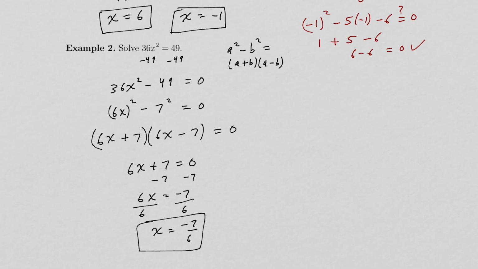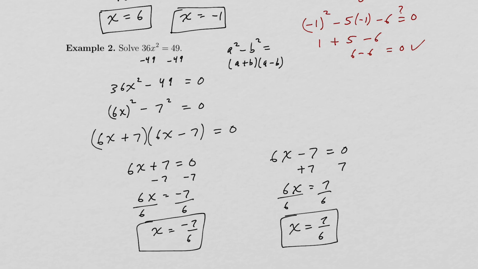And then I need to set the other one equal to 0. So 6x minus 7 is equal to 0. So I add 7. So 6x is equal to 7. Divide by 6. So x is equal to positive 7 sixths. And those are my two solutions. Right? If you were to plug those back into the original quadratic equation here, it would solve both of them, right? It'd be true for both x equals negative 7 sixths and x equals positive 7 sixths.